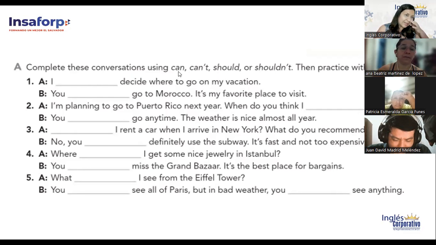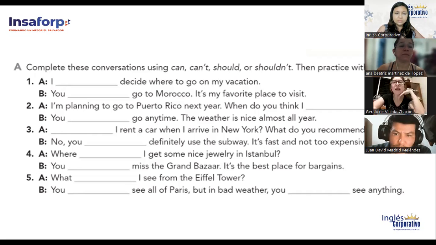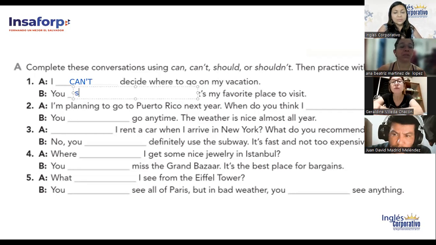So over here, you know that can is used to say what you can do, right? Activities that are possible to be done at the place in this context. So let's complete these conversations using can or can't, should or shouldn't. Number one. I can decide where to go on my vacation. Excellent. Oh, I can decide where to go on my next vacation. You? You should go to Morocco. Exactly. You should go to Morocco. It's my favorite place to visit. Okay, very nice. Second conversation.